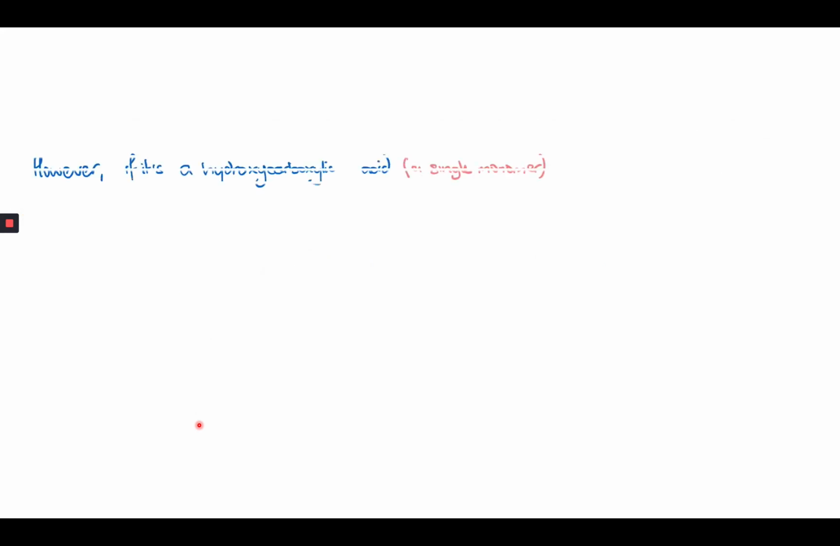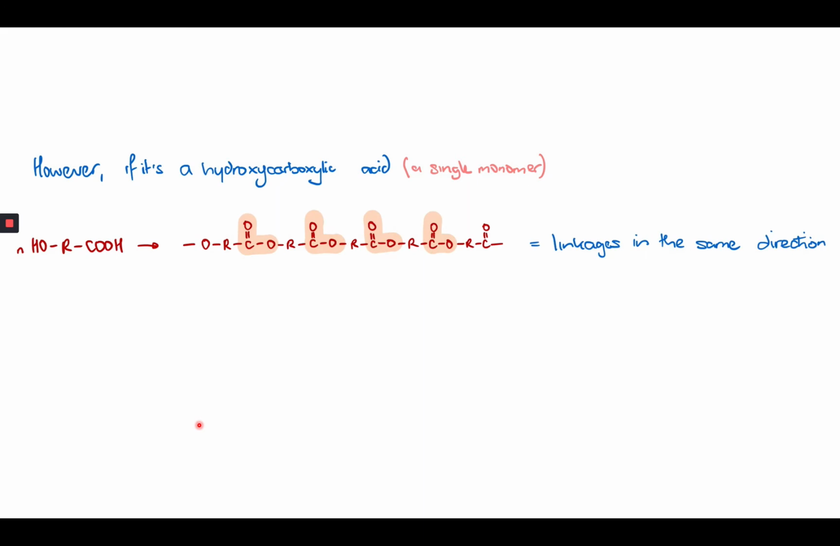If we compare that with a single monomer, like our hydroxycarboxylic acid, this is to show that there is a difference. You'll notice that all of the linkages are in the same direction. So if you see the ester groups, all of the linkages being in the same direction, so you can think of them like an L here, then that must have been a single monomer.